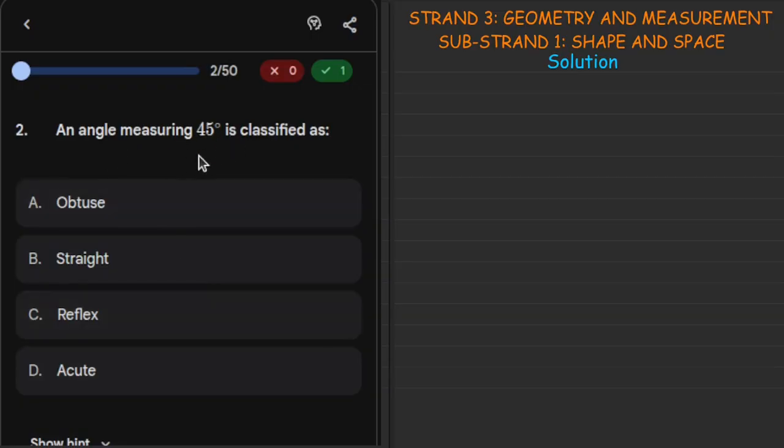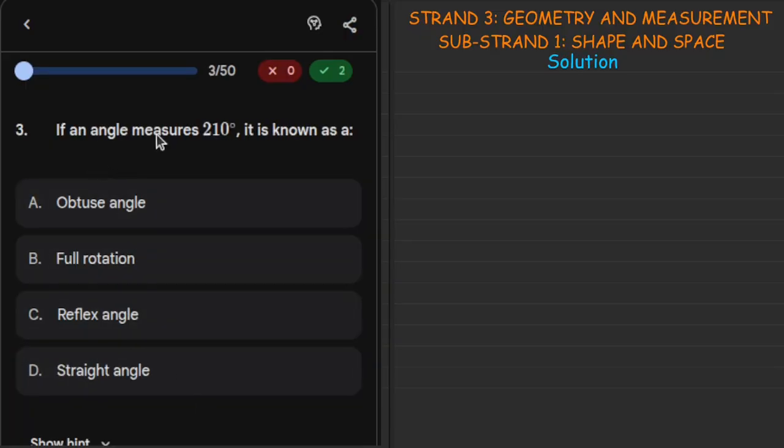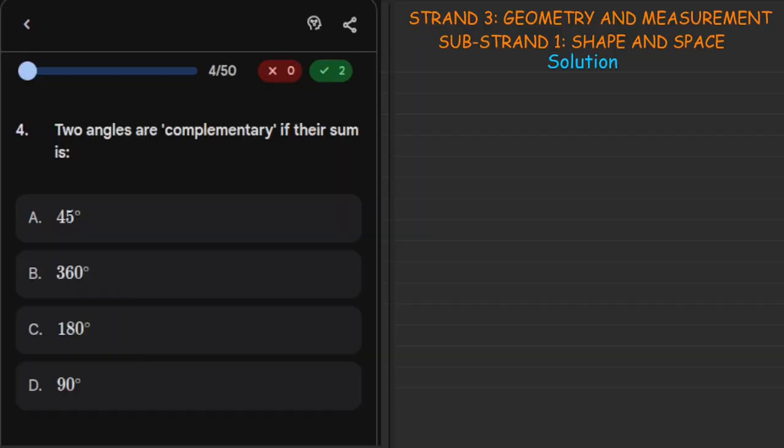Question number 2. An angle measuring 45 is classified as an acute angle, just as I have explained. Question number 3. If an angle measures 210, it is known as what? Yes, that is a reflex angle.